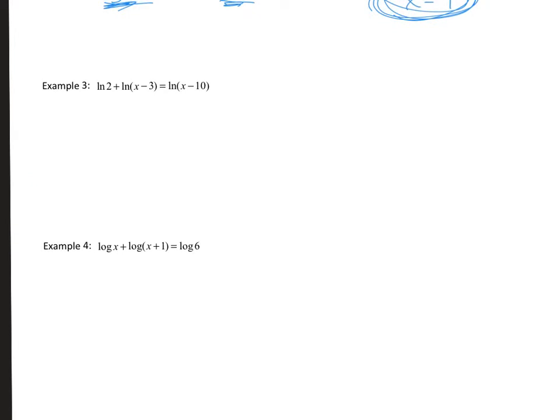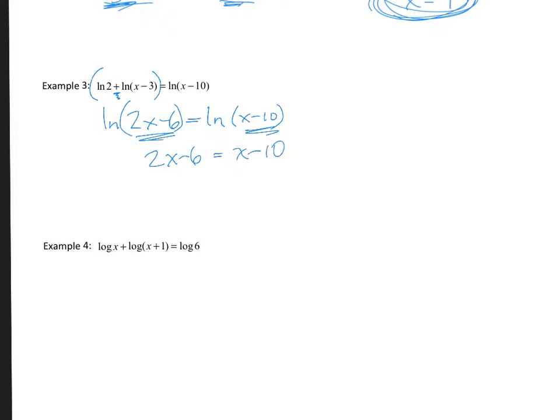Okay, so let me move this up. Let's try another one. All right, we're going to condense. The condensing rules still work when they're natural logs. So condensing this side, I get the natural log, and these are going to get multiplied because of this addition. So 2x minus 6 equal to the natural log of x minus 10. So now, if I've got natural log of something equal to natural log of something, I can set those 2 arguments equal to each other. So then I move this x to that side and this negative 6 to that side, giving me x equals negative 4.